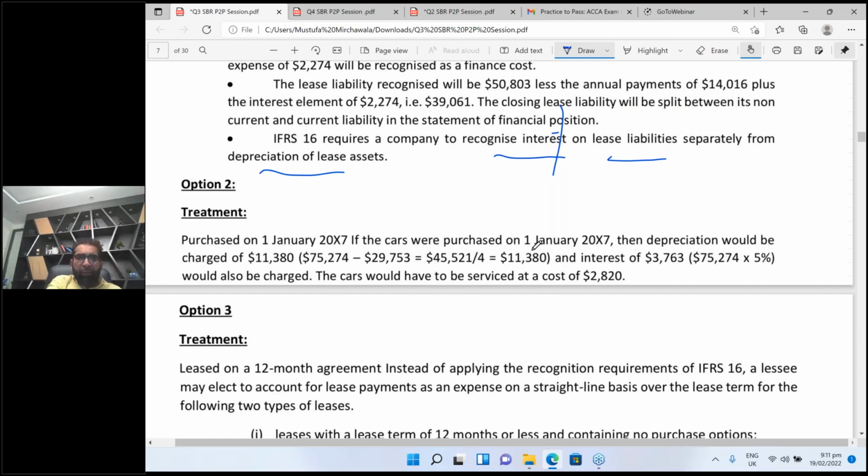The car would have to be serviced at a cost. Again, in the question it was written that there will be a service charge as well. So just for your recap, in this option again you have three expenses. The first is depreciation, the second is interest expense, and the third is service charge. Again the same.